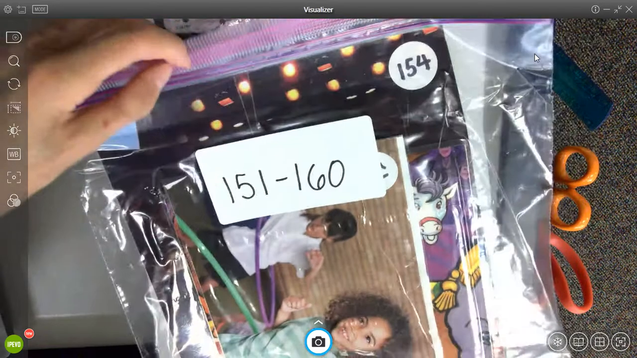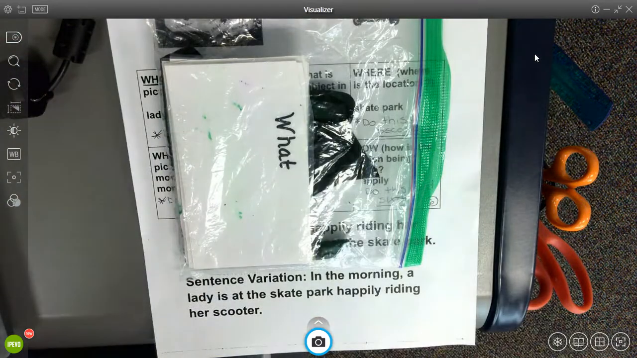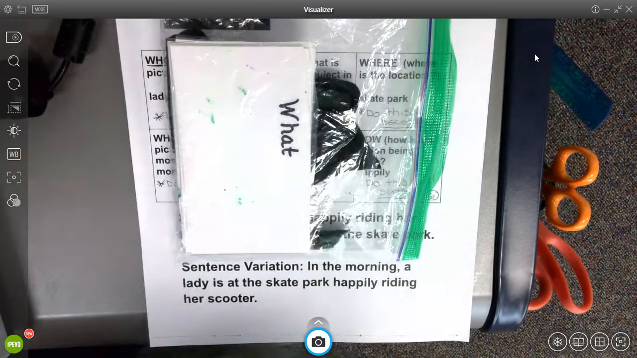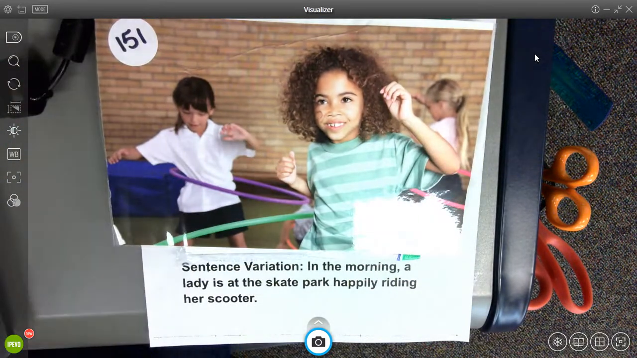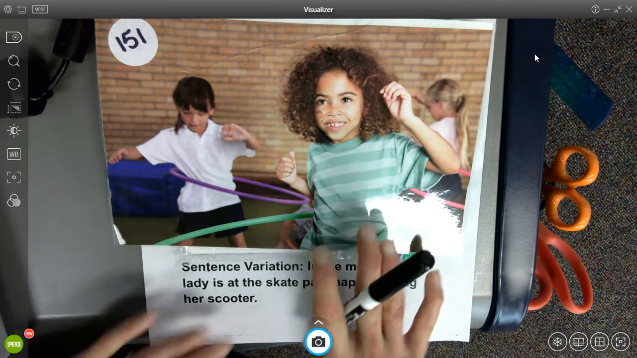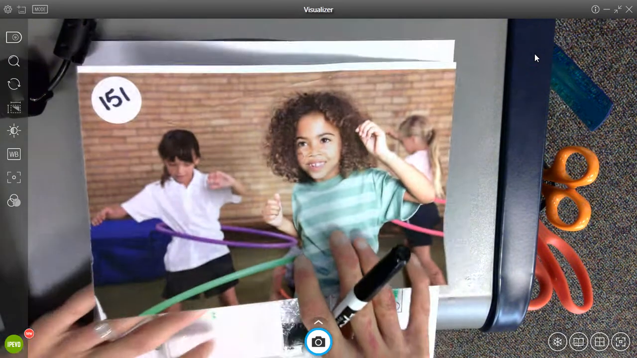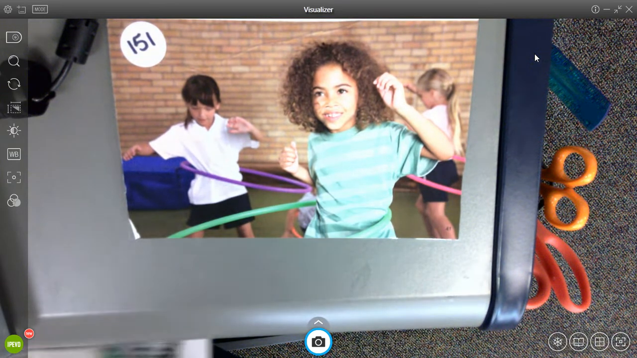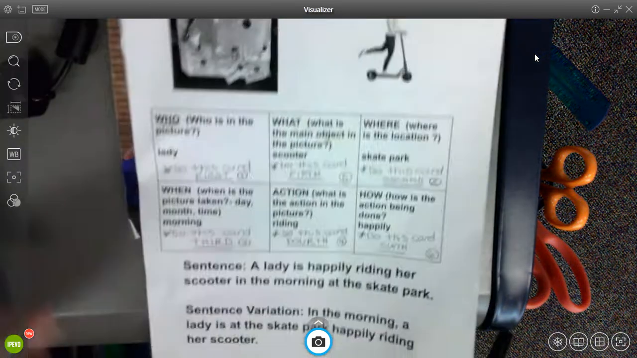So I'm going to simply pick one picture out of the bag. Remember, there's 10 pictures in a bag, and you're going to use all 10, so it doesn't really matter what you choose. Okay, so here's the picture I chose. I chose picture 151. So I'm going to leave that on my desk, and then I'm going to take a look at my cards.